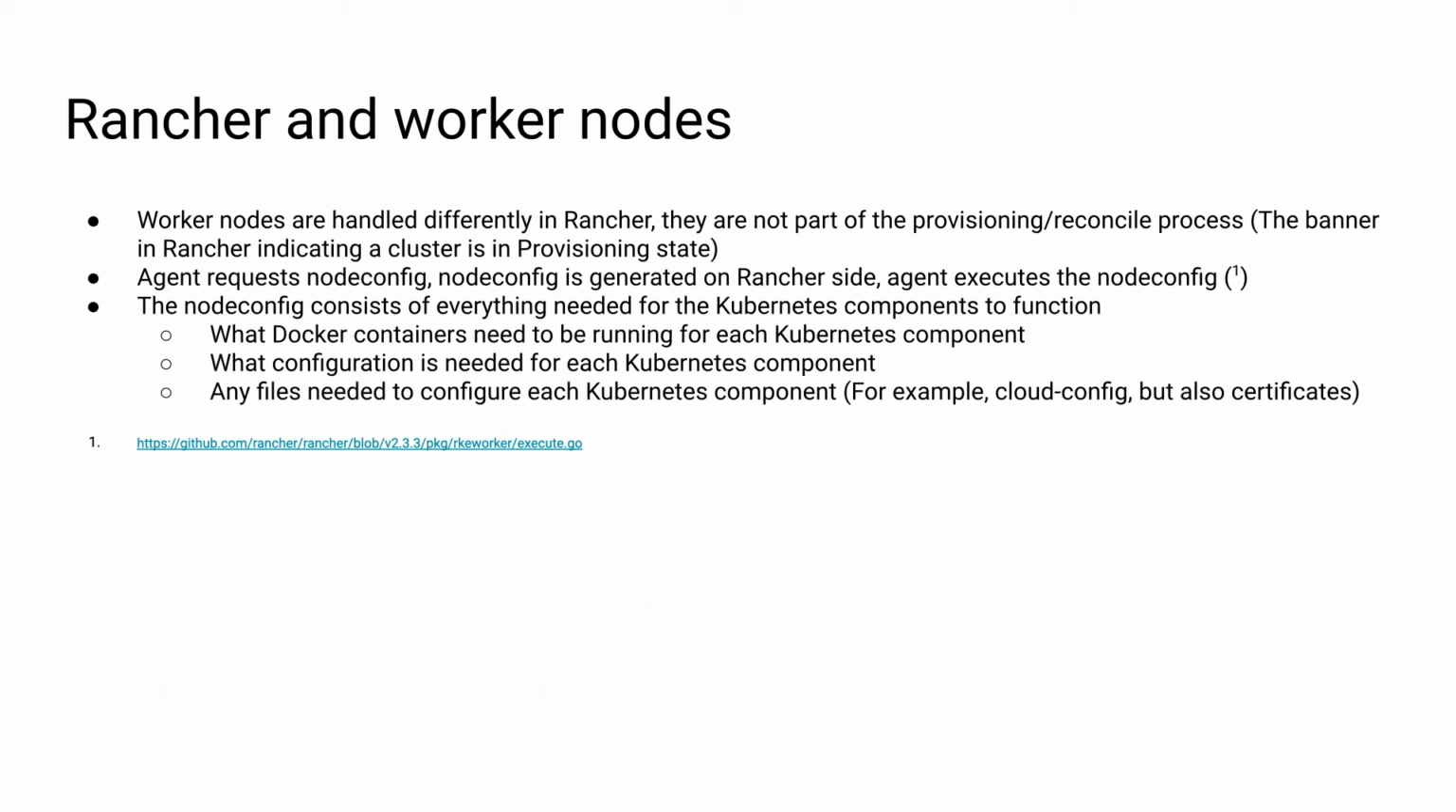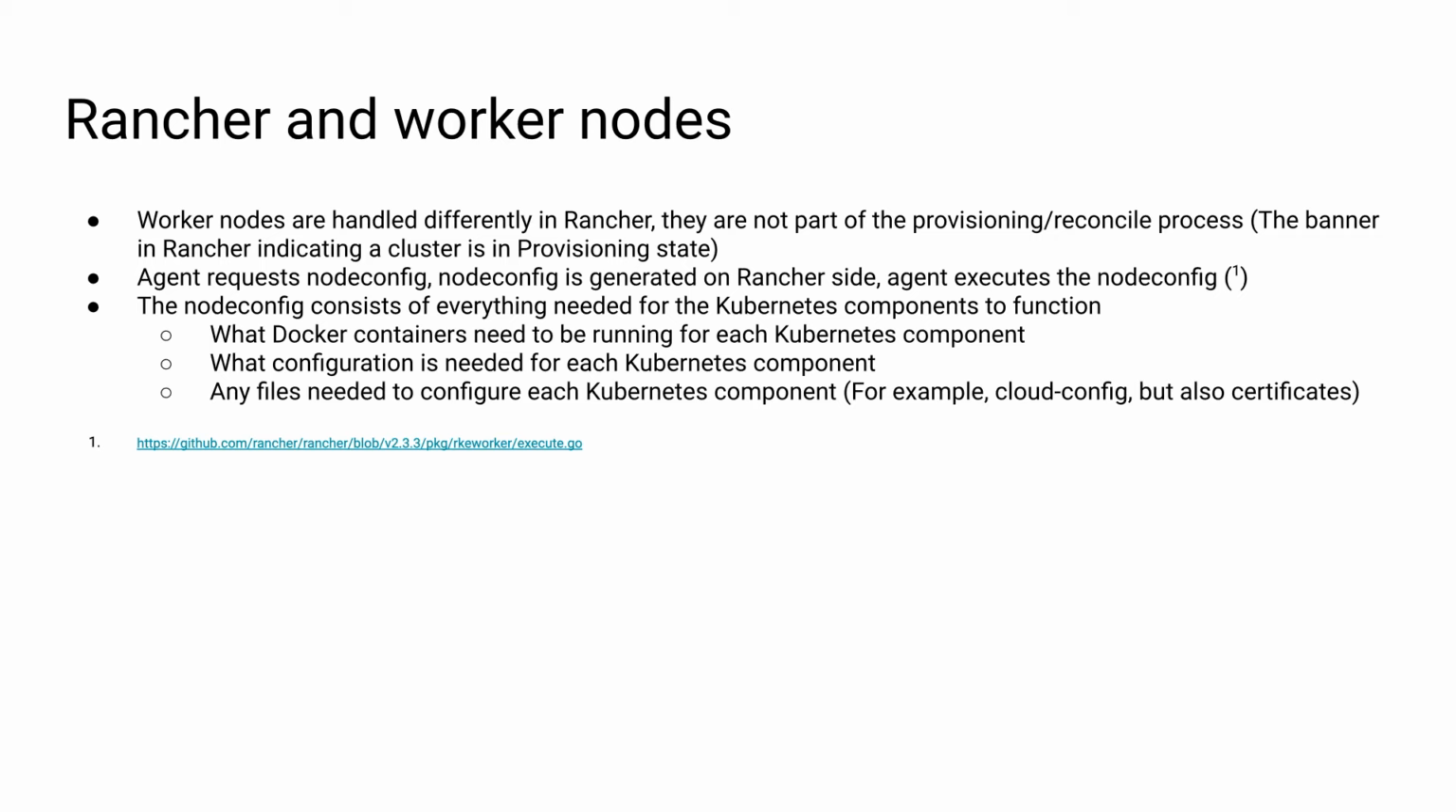So we had the two options to create clusters. That is the custom cluster, where we can generate a Docker run command, and that Docker run command launches the agent, the Rancher agent, and that uses the flow that we just described, so the shell script and the binary, and then all the actions to add the node to the cluster. And now the other difference that I mentioned in the beginning was worker nodes.